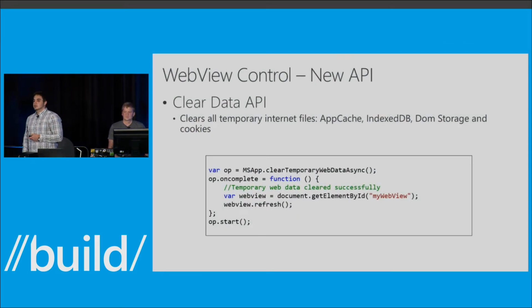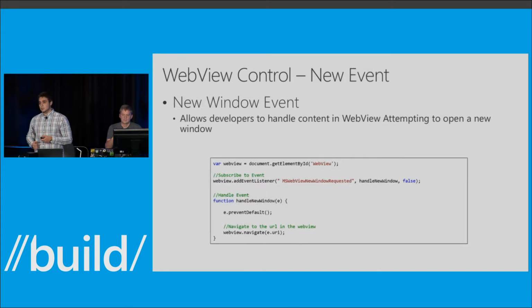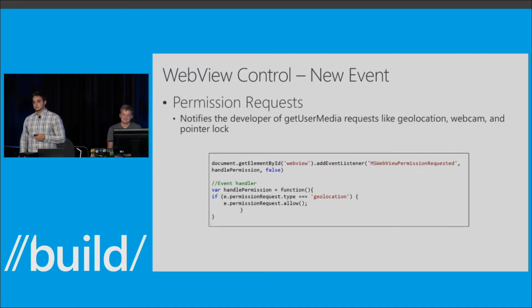Another new API that we added came directly from feedback that we got from developers was the Clear Data API. And we've heard that it's been hard before to clear the cache of the application. Any remote content that was cached remained there. So we added a Clear Data API to give developers the ability to do that. The new window event gives you a notification as the developer for when window.open or things like that are called from within the web view. So you can choose to pop that open in a new window or in the default browser.